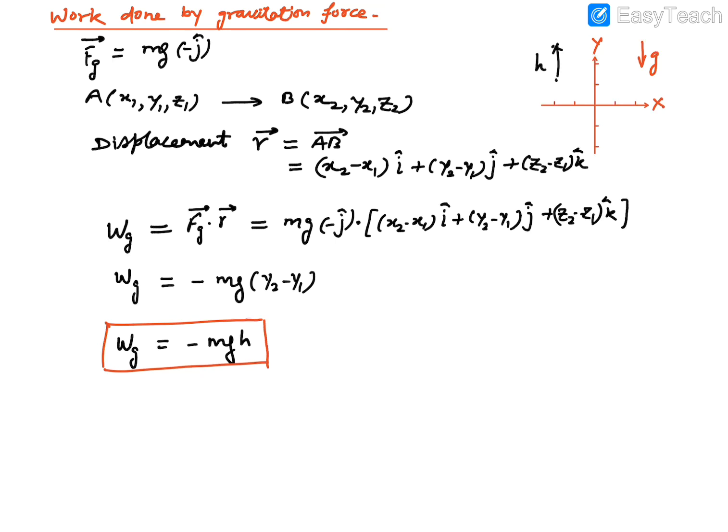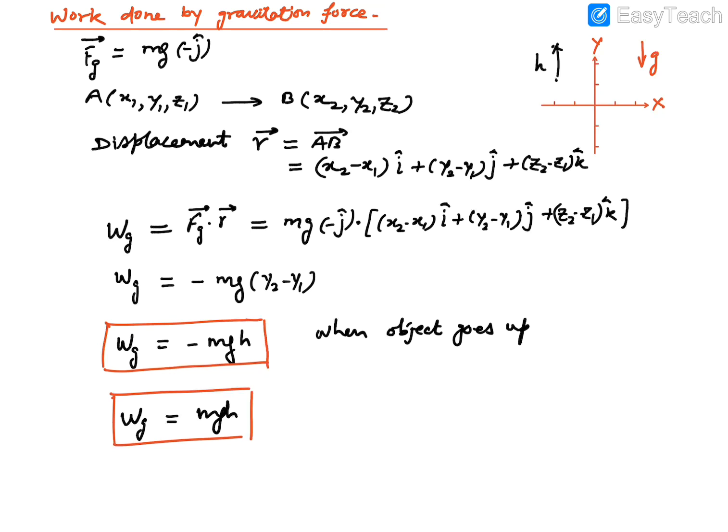However, if the particle goes down, let me write it completely here. This is when the object goes up, so height is h. We will use this. If the particle comes down, h will be pointing downside, so this will become minus, and this minus will get cancelled out. Then the work done by gravity will become equal to mgh, and this formula will be used whenever the object is moving downwards.